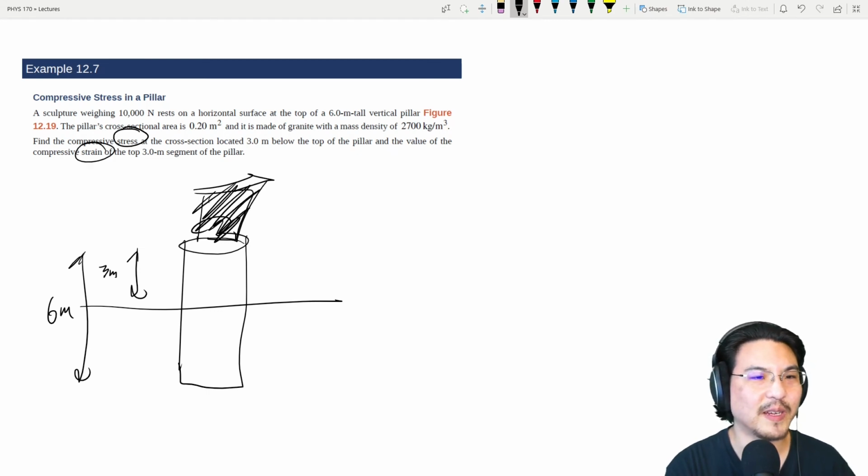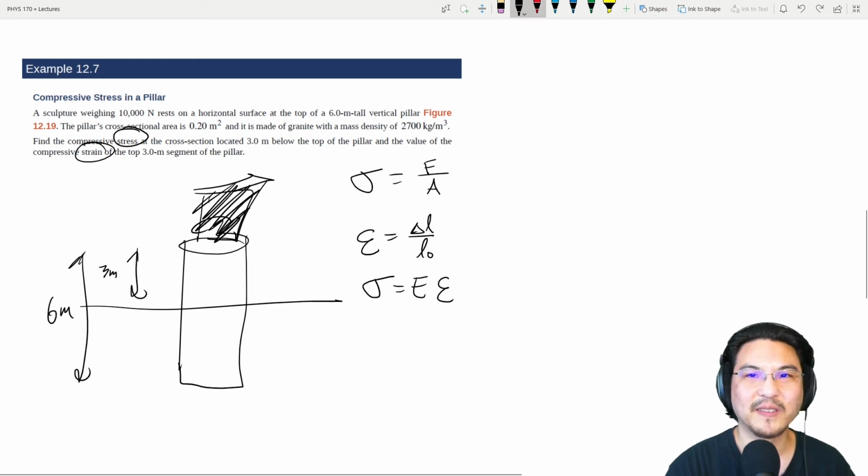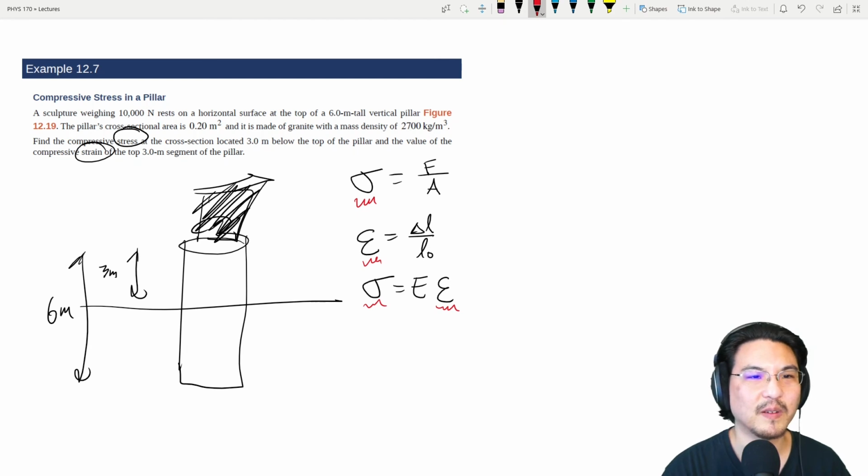And then the strain. Stress, force over area. Strain is that elongation ratio. And then Hooke's law, stress is proportional to strain. Okay, what do we know and what do we not know? Solve for stress. We don't know. We don't know. We don't know. Okay, the cross-sectional area, got it, right here.